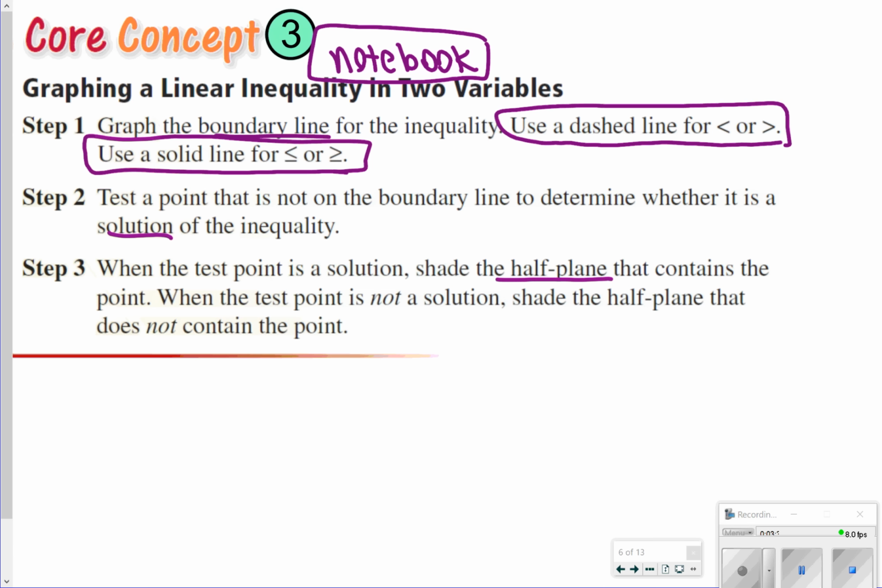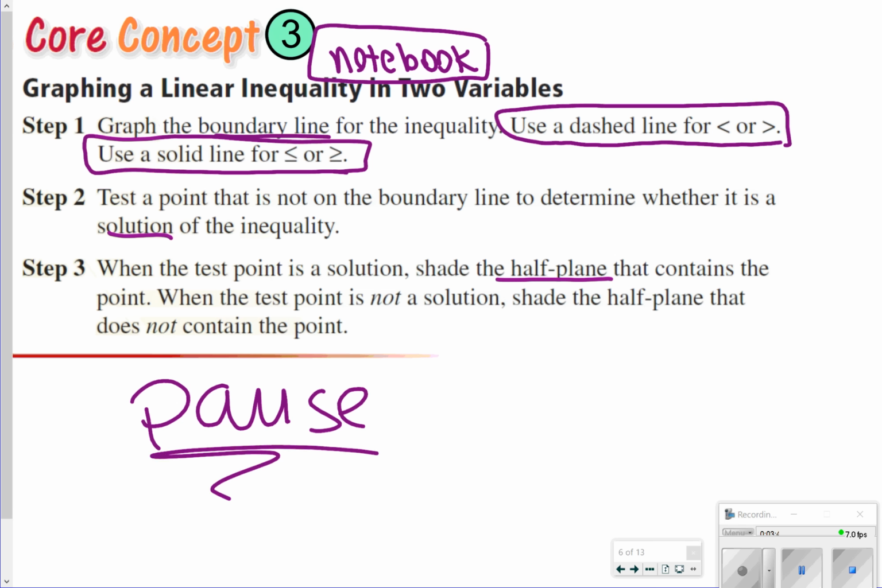not contain that point. So let's go ahead and take time now to pause right here and write our 3 steps down. Again, these steps might not make so much sense right now, but I'm going to show you what those look like on the next slide. So let's go ahead and pause, write them down, and then once you're ready to go on, click play.